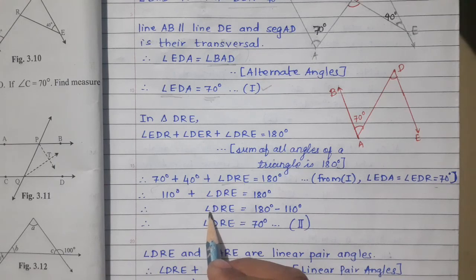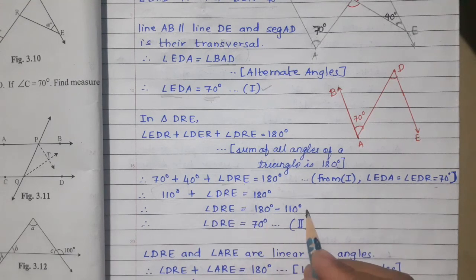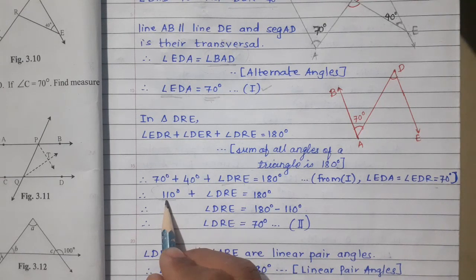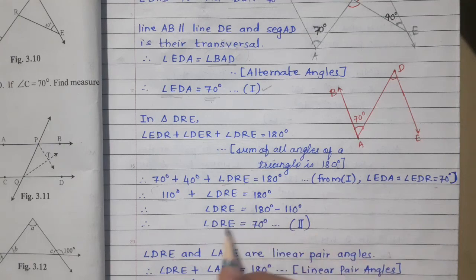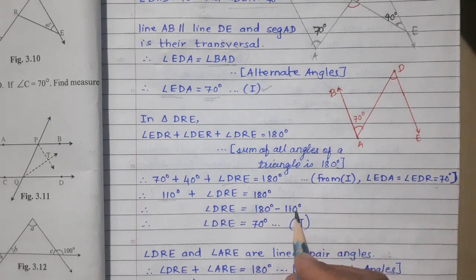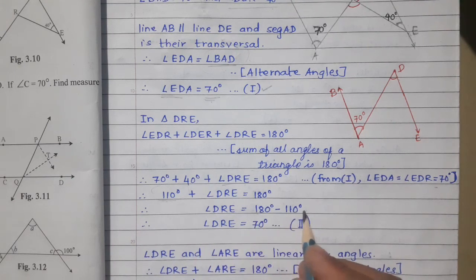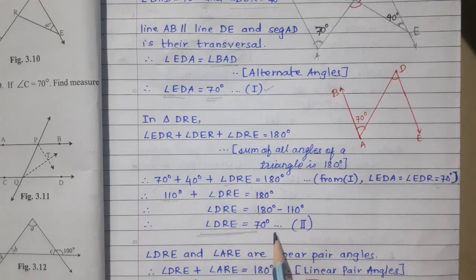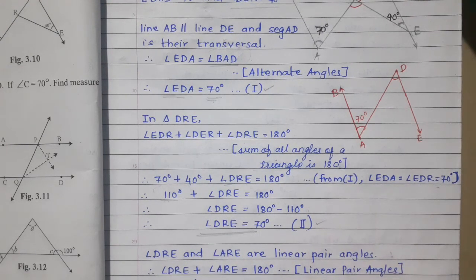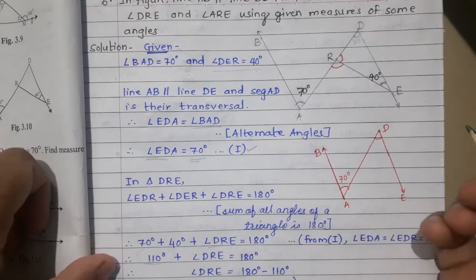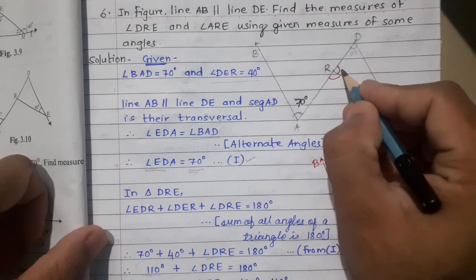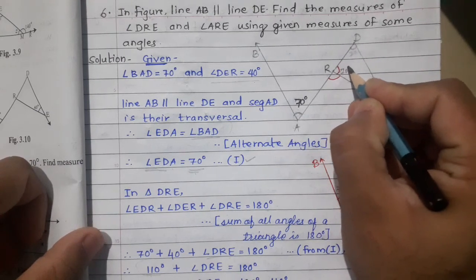Next step, angle DRE is equal to 180 degrees minus 110 degrees. 110 degrees is positive on the left hand side; when it goes to the right hand side, it becomes negative. Therefore angle DRE is equal to 180 minus 110 degrees. 180 minus 110 is equal to 70 degrees. Therefore angle DRE is equal to 70 degrees. Give it as equation number 2. Now we have the measure of angle DRE, this angle, as 70 degrees.